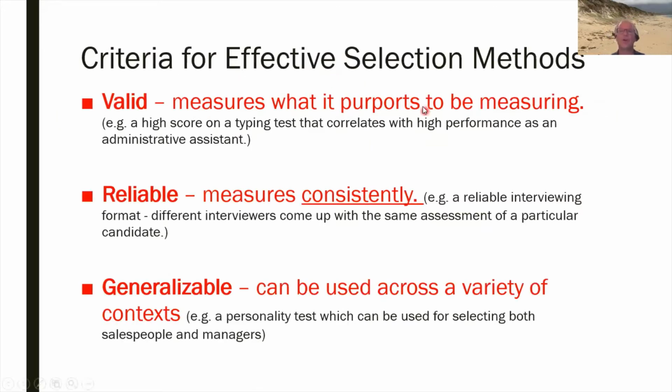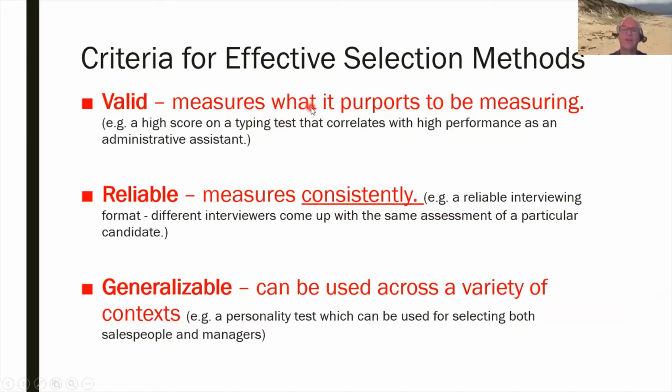Now, criteria for an effective selection method. The first one is it needs to be valid, meaning it measures what it purports to be measuring. Let's say you have a typing test, which is a measurement of somebody's typing speed, and you have correlated that a good enough performance on a typing test correlates with high performance as an administrative assistant. If you were able to do that, then the typing test would be a valid test, measuring what it purports to be measuring, typing speed.